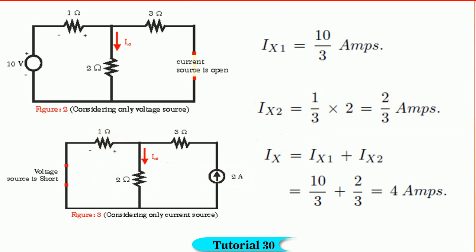Therefore, the total current in 3 ohm resistance is Ix is equal to Ix1 plus Ix2. By substituting, we get Ix is equal to 4 amperes.